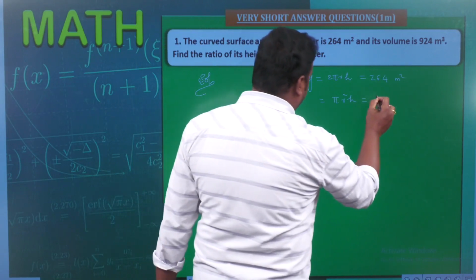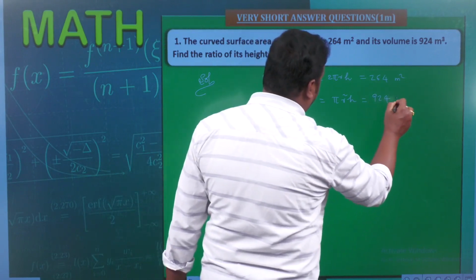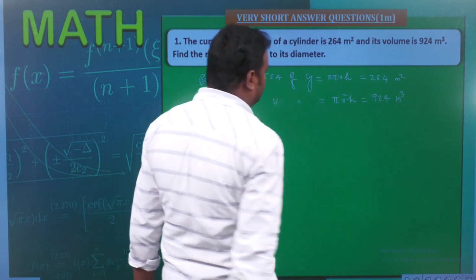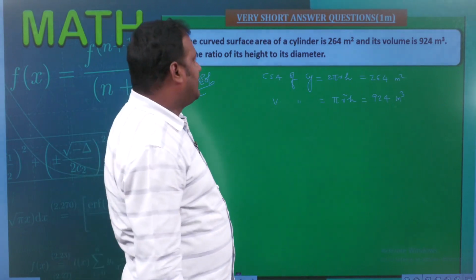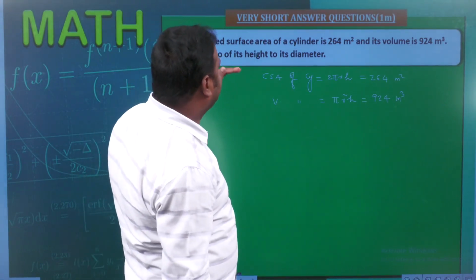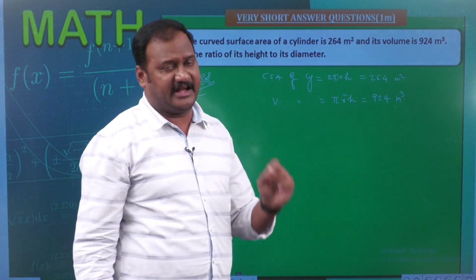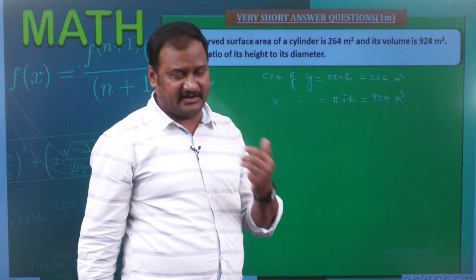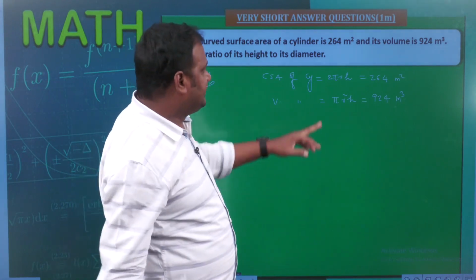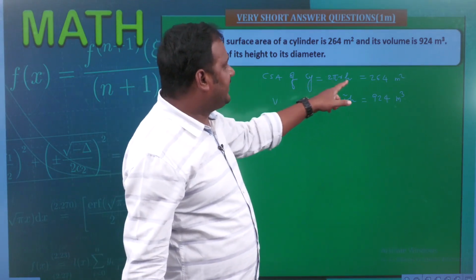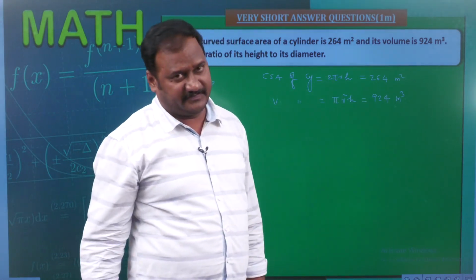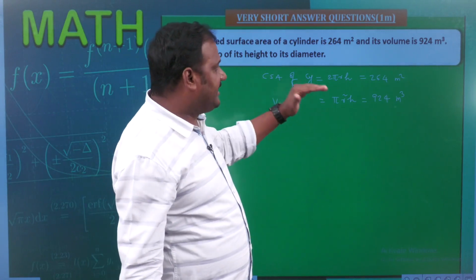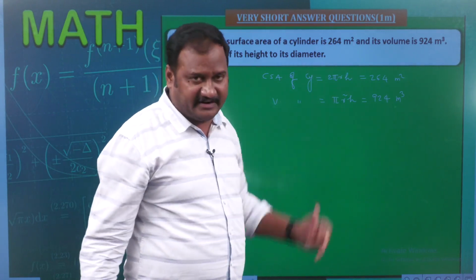It is equal to 924 meter cube. So this is the information given. Now you need to find out the ratio between the height to its diameter. Height is h, diameter means 2r. See, there are two things we have, 2 pi r h and pi r square h. So let us divide one information by the other information.